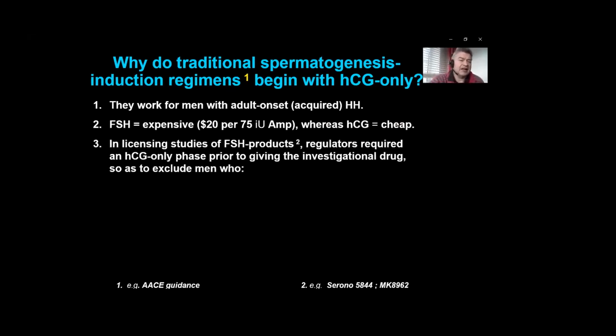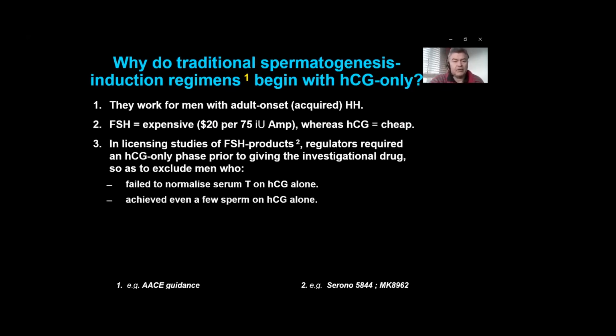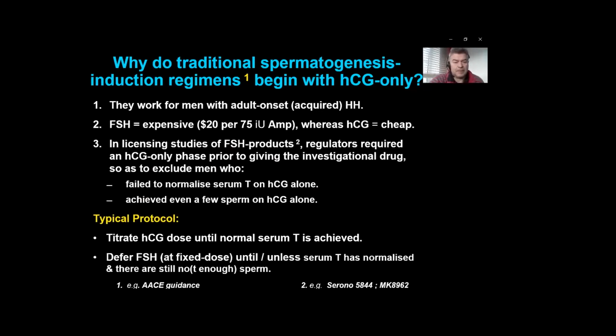And also, unfortunately, in licensing studies of FSH products, the regulator insisted on an HCG monotherapy phase prior to giving the investigational drug. And this is to exclude men who'd failed to normalize testosterone on HCG alone, which is a lot of them, and also men who'd achieved even a few sperm on HCG alone. And unfortunately, what the regulators required as part of their protocol kind of got translated into clinical practice, even though it has no underlying logic. So start HCG, titrate the dose until normal testosterone is achieved, which isn't always easy, and only use FSH in desperation towards the end.